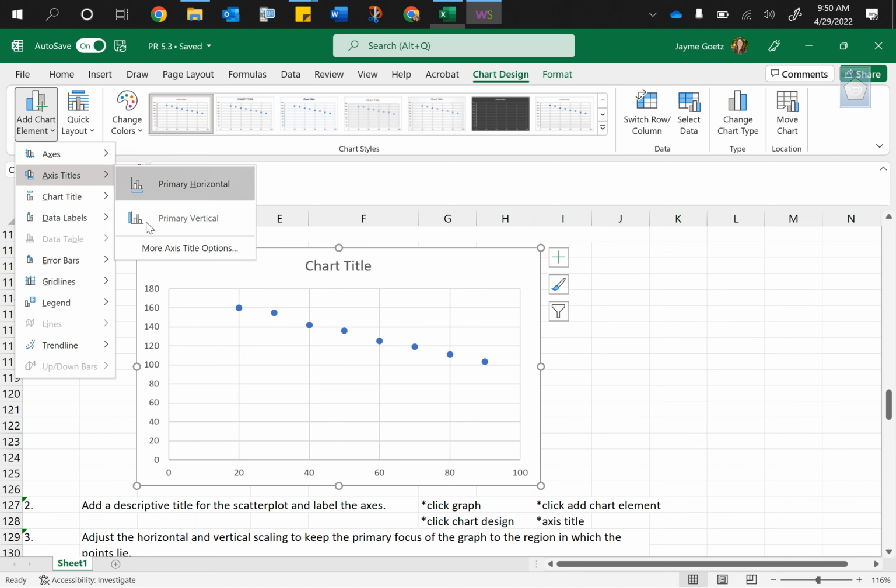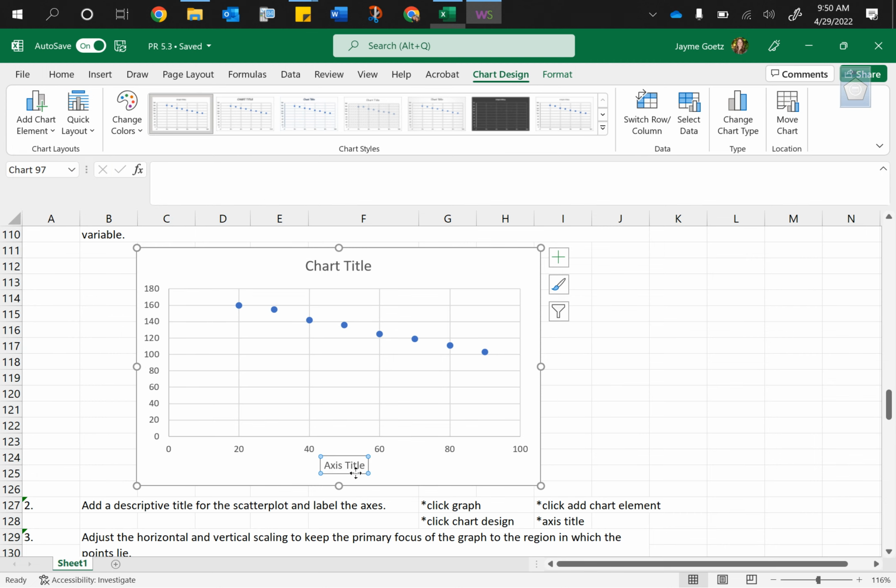Now, when we name them, there are 2 options here. First, we're going to start with the primary horizontal. That's going to show up down here. What do these numbers down here represent? Age. Age in years. Very good. So I'm just going to type age in years.